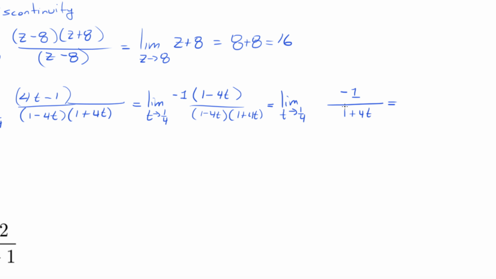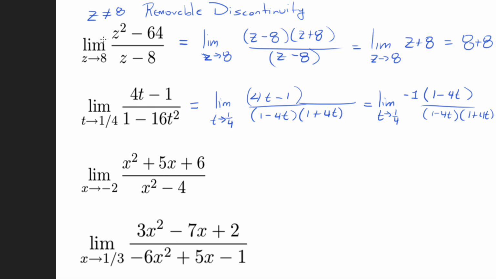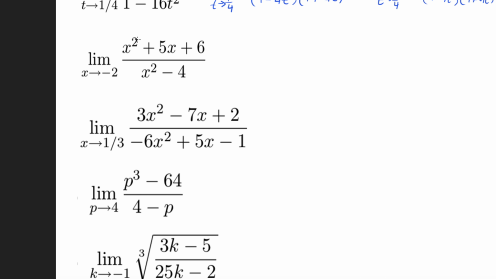So now we plug in the limit. So you get negative 1 over 1 plus 4 times 1/4. So it's negative 1 over 1 plus 1, negative 1 over 2. So again, t can't be 1/4. So we have a removable discontinuity at 1/4, because the limit does exist, but it's not defined at 1/4. Notice the pattern.